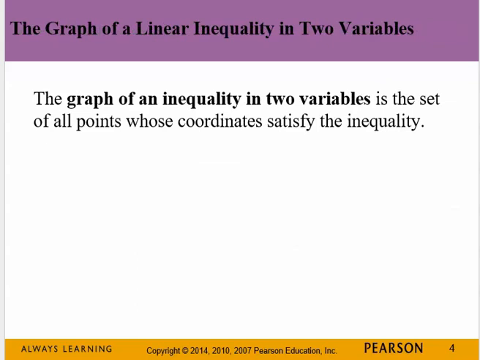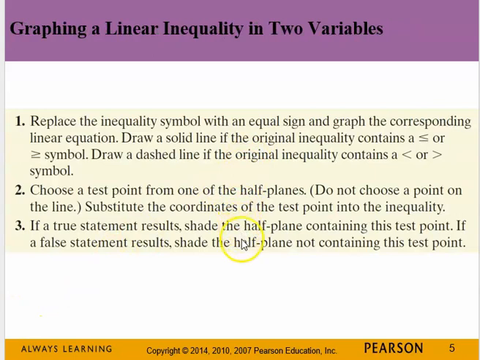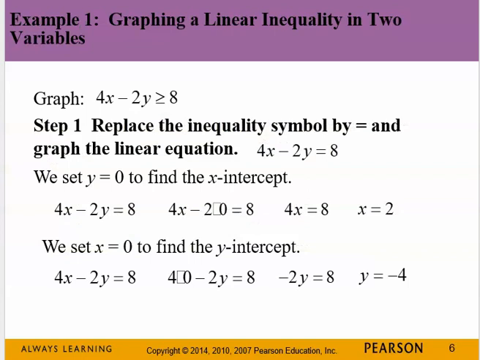The graph of an inequality in two variables is the set of all points. Again, this is a region whose coordinates satisfy the inequality. The protocol for solving is mentioned here, where we replace the inequality sign with an equal sign and find the particular line, and then go to determine through test points which is, in a sense, the shaded region, the area of solution. In example 1, we'll see this illustrated. Let's write this now.